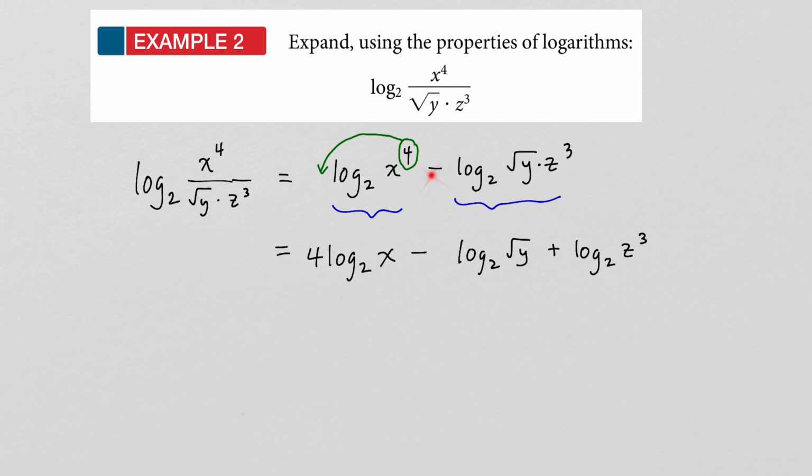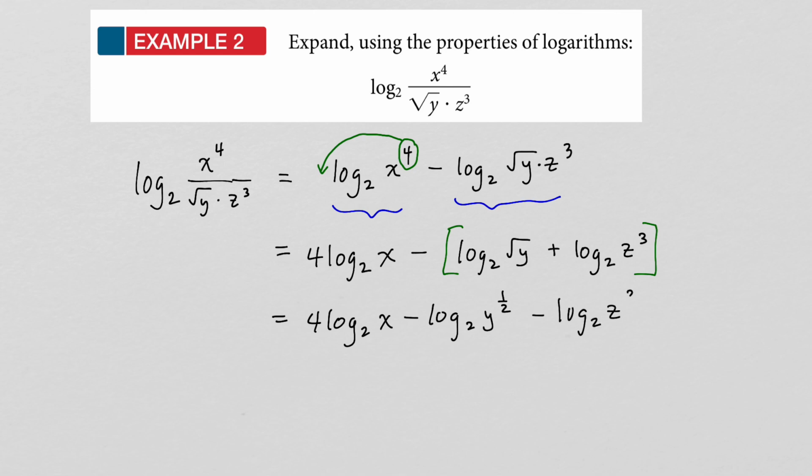Now you've got to remember, we were subtracting this logarithm, and this logarithm is the sum of these two individual logarithms. So we must put parentheses around this because this negative applies to both of these. So in our next step, we'll go ahead and distribute the negative. So this becomes 4 log base 2 of x minus log base 2 of square root of y. Let's rewrite that as y to the 1/2 power. And then we have, whoops, that should be a minus there, right? Minus log base 2 of z cubed. So I'm distributing this negative to each of these, and I'm also changing the square root to a 1/2 power.